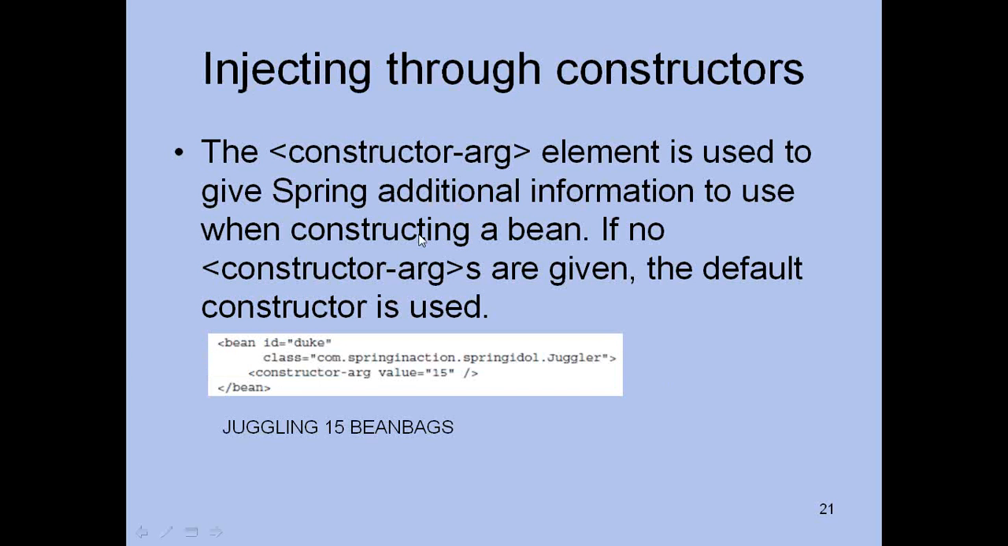What is this type of injection called? Constructor arg injection. Constructor injection. Okay. The other one you did earlier is setter injection. So here if you say constructor arg value equal to 15, the value when you call the perform method, now it prints juggling 15 beanbags.